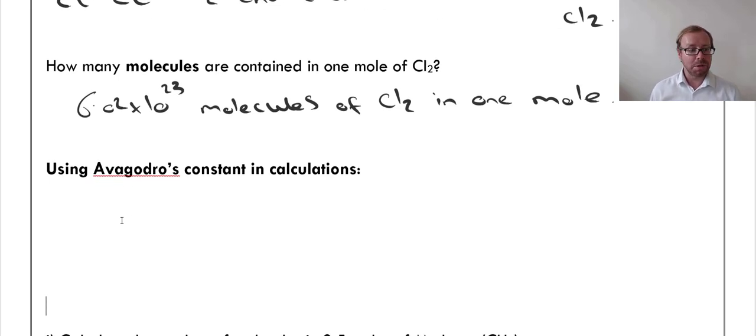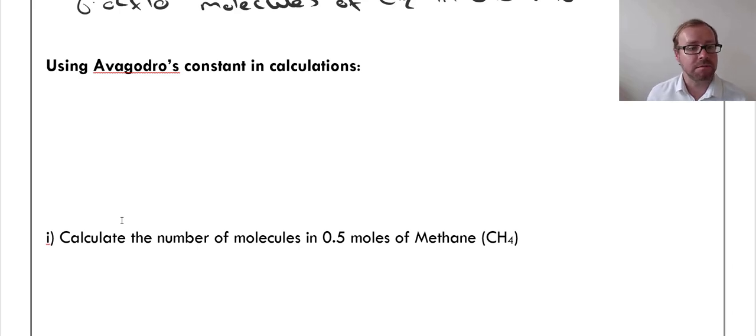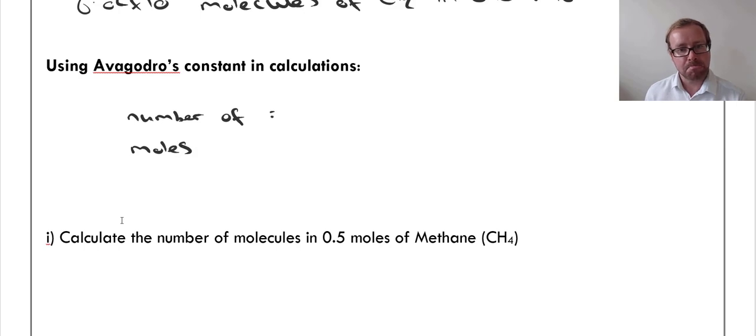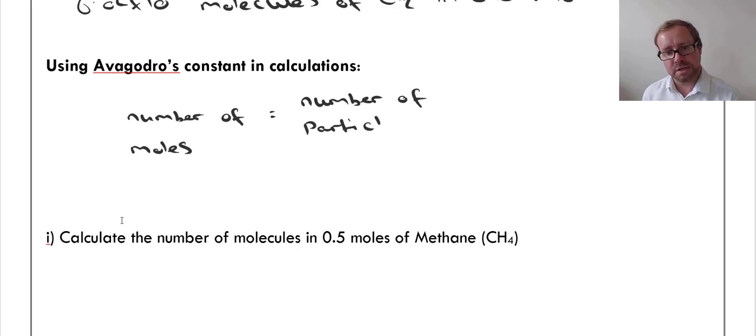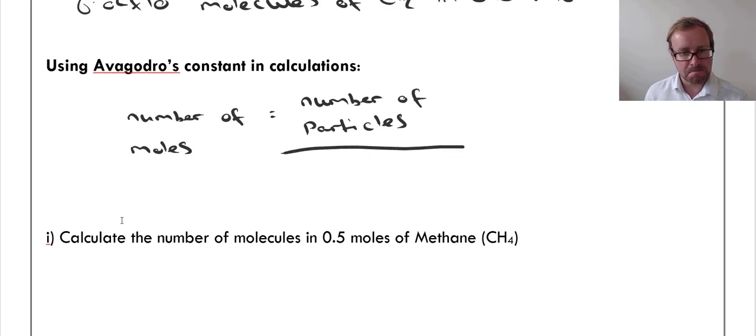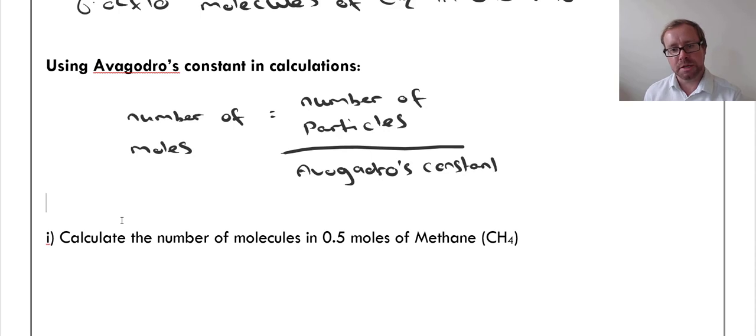Right, so the formula that you need to know is number of moles equals number of particles divided by Avogadro's constant. Okay, so this is an important calculation. This is an important formula that you need to remember.